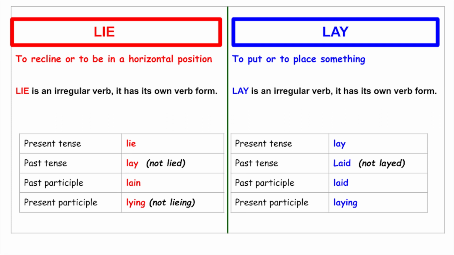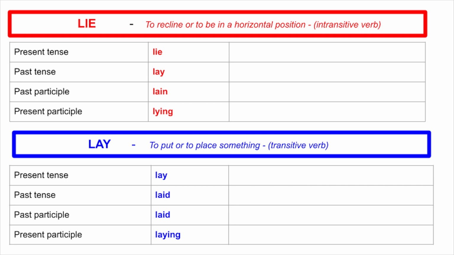Let us now look at some examples in some sentences using the verb forms of lie. Remember now, lie means to recline or to be in a horizontal position. It is an intransitive verb, which means it does not need an object to complete its meaning. Using the present tense form of the verb lie, I lie down on my bed. Using the past tense lay, I lay in bed all day yesterday.